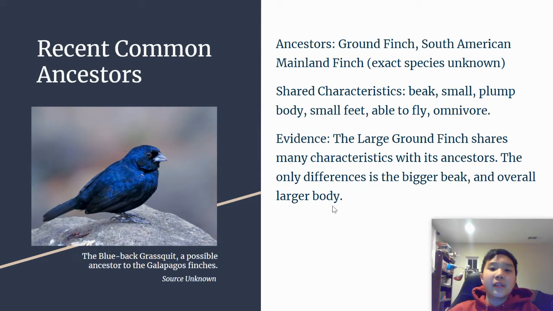And some recent common ancestors, while it's not exactly known, are the ground finch and the South American mainland finch, vaguely. Some shared characteristics are a beak, small plump body, small feet, and they're able to fly, and they are omnivores, meaning that they eat seeds, fruits, and insects. Some evidence is that it shares many characteristics with its ancestors, and the only differences from its ancestors are its bigger beaks and the overall larger body.